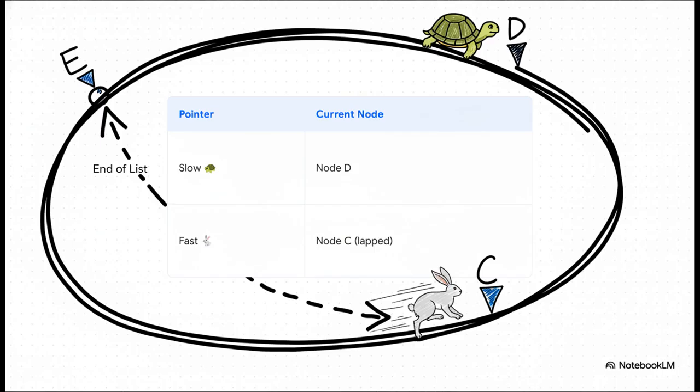And now for the magic. Slow moves to D, but the fast pointer, from E, hits that sneaky last node that loops it all the way back around to C. Whoa, the hare has now entered the circular part of the track.